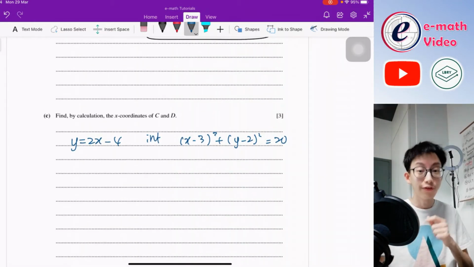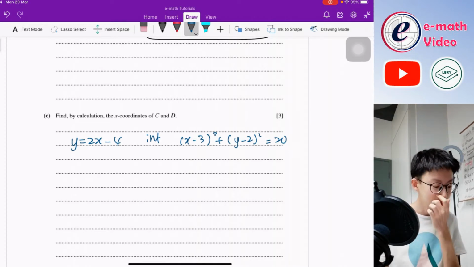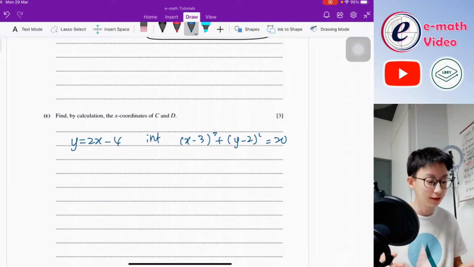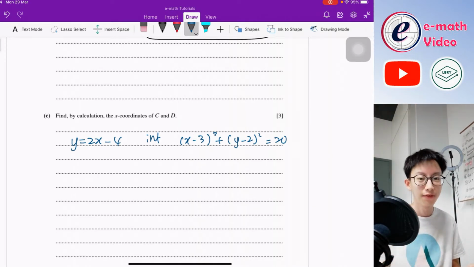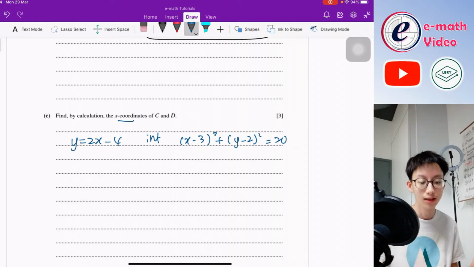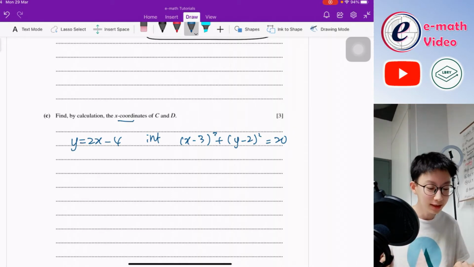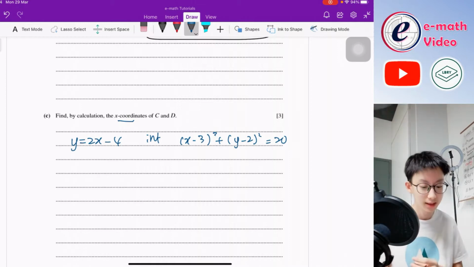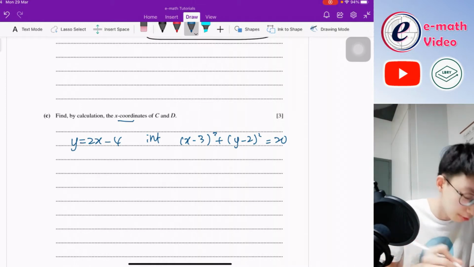So we want to find the x coordinate. When you do the substitution, when you solve simultaneous equations, you just take some time to think what you want. You want the x coordinates, which means you need to get rid of y. So you sub in y instead of x. And conveniently, we already expressed y in terms of x. Just put it into the circle equation.